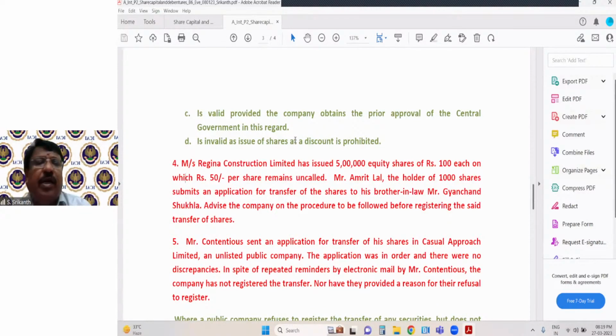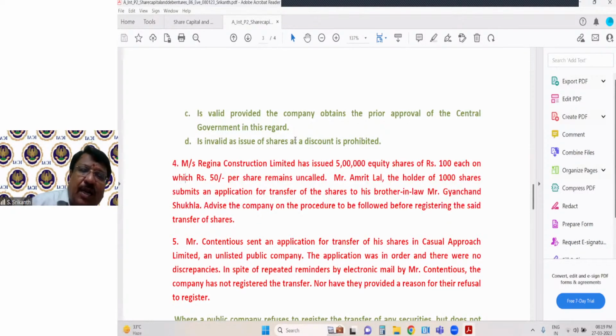Regina Construction Limited has issued 5 lakh equity shares of ₹100 each, on which ₹50 per share remains uncalled. Mr. Amrit Lal, the holder of 1,000 shares, submits an application for transfer to his brother-in-law Gyan Chand Shukla. Advise the company on the procedure to be followed. See, there are calls in arrears. ₹50 per share remains uncalled, so liability is there. Amrit Lal, who is holding, is now transferring to his brother-in-law Gyan Chand. You have to send a notice to Gyan Chand. See the section for clarity. Unless you receive no objection, you cannot register the transfer of shares.